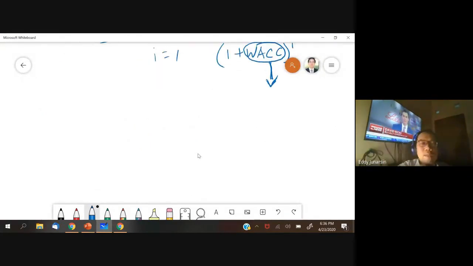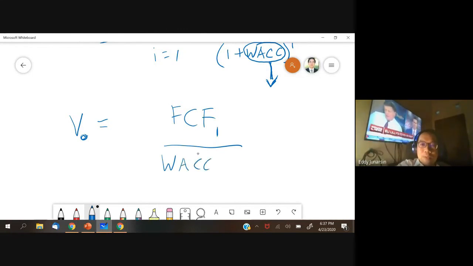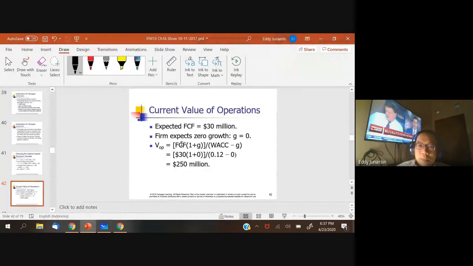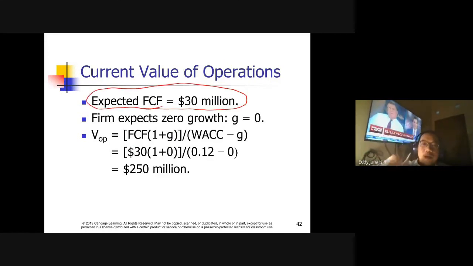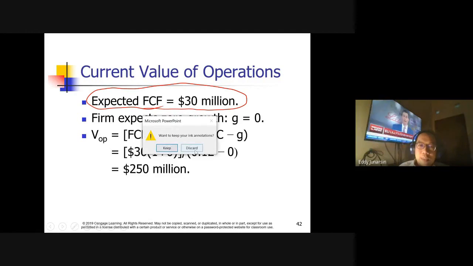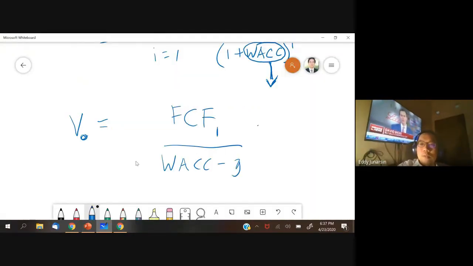According to the constant growth forever model, the value of an asset would be the next cash flow. If we are at time zero, the next cash flow would be at time 1, divided by the cost of capital minus the constant growth forever. In our example, the current free cash flow is 30 million and the growth rate is 0%, zero growth, divided by, what is the cost of capital again?